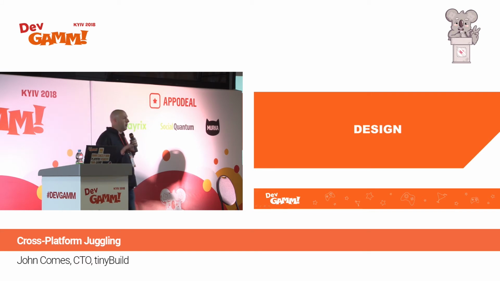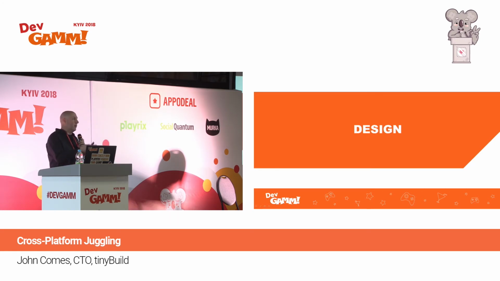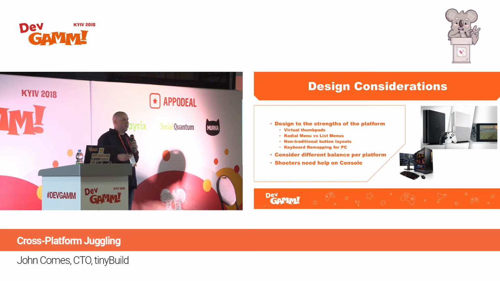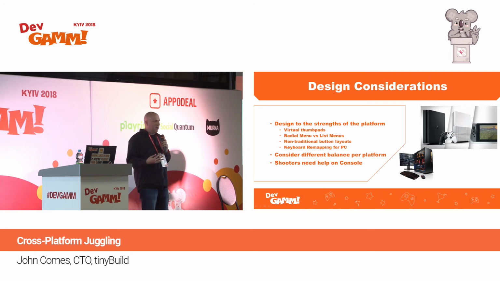Last big section I'm going to talk about is design, because actually most of my career has been as a game designer, and there are some design considerations you have to think about when moving between the different platforms. So make sure you design to the strengths of the platform. Virtual thumb pads on a touchscreen don't really work all that great. Radial menus work great on consoles, not always on PC. Using non-traditional button layouts is something you have to consider.